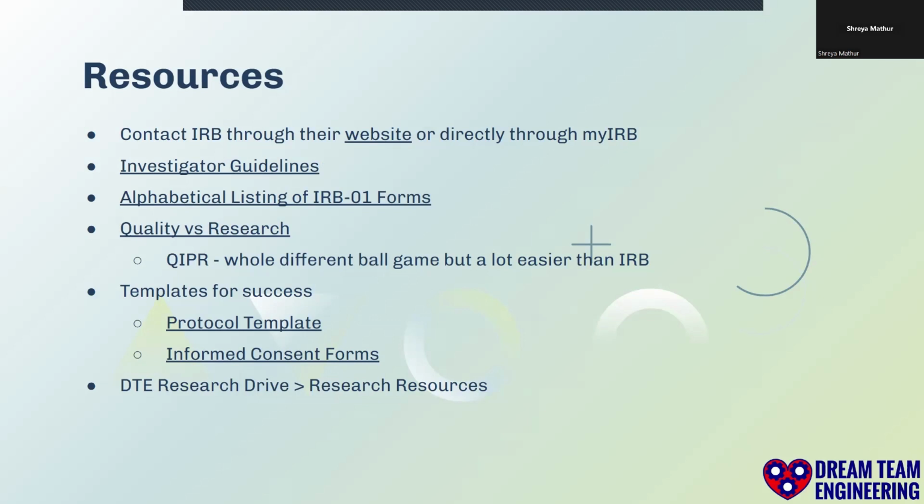QIPR is the IRB website and process for quality improvement studies. It's a whole different ballgame, but it's a lot easier than IRB. It's a lot less meticulous. So yeah, they have all the IRB forms and a bunch of templates. Also on the research drive, we have a bunch of resources that you guys can use for the IRB.